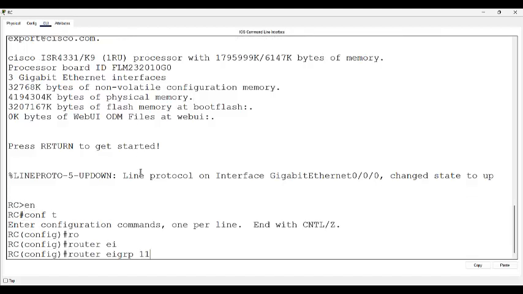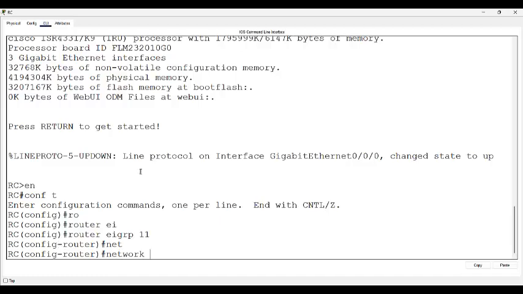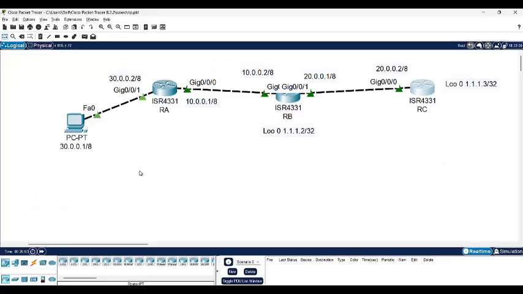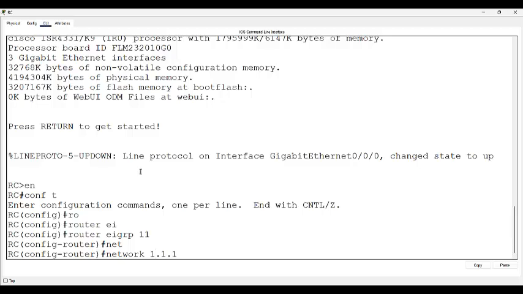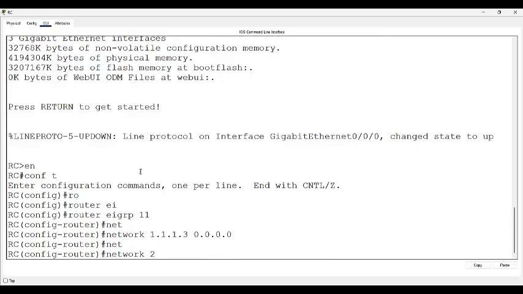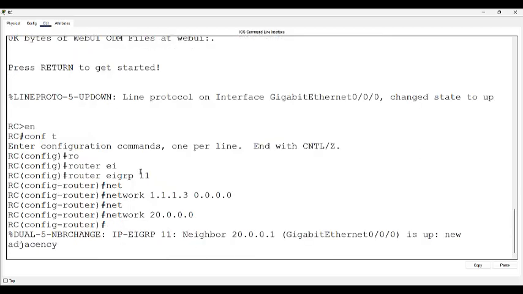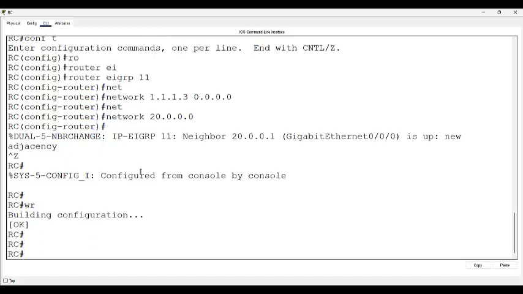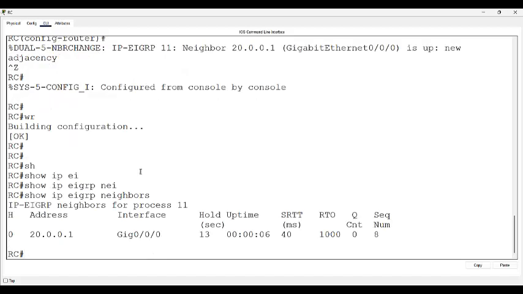Router EIGRP 11, network. Here the networks are 20 and 1.1.1.3, network 20. So as soon as I say this, the neighbor will come up. See, the neighbor has come up. Now let us check the neighbor. Show IP EIGRP neighbor. You can see the neighbor. This is the IP address of B router.